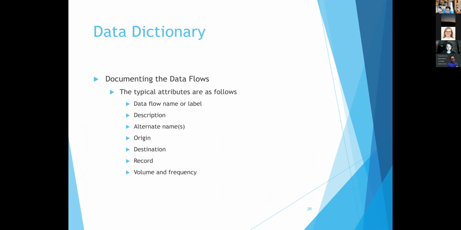Next is record. What is the record that we use to store that data flow? For example, if this data flow is a record in the database, what is that record name? Volume and frequency. This one is used for planning the sizing of your server as well, because we have to know how many records, how dense is the data or data flow that you have to store, so that we can plan for the size of the hard drive and the size of the memory properly.